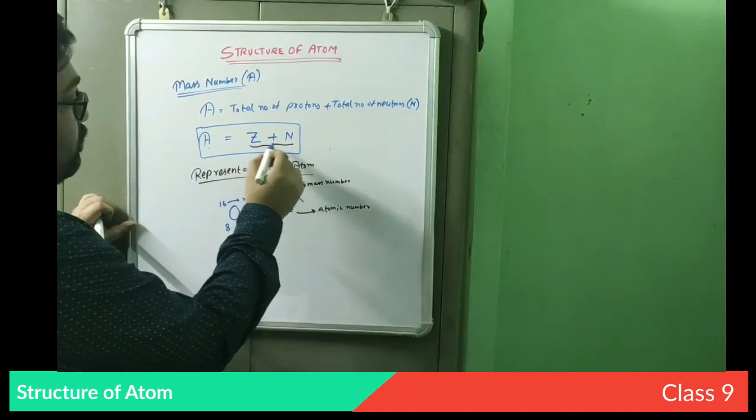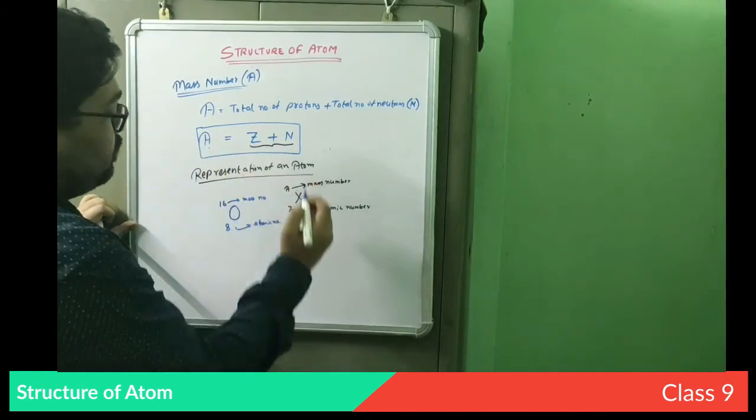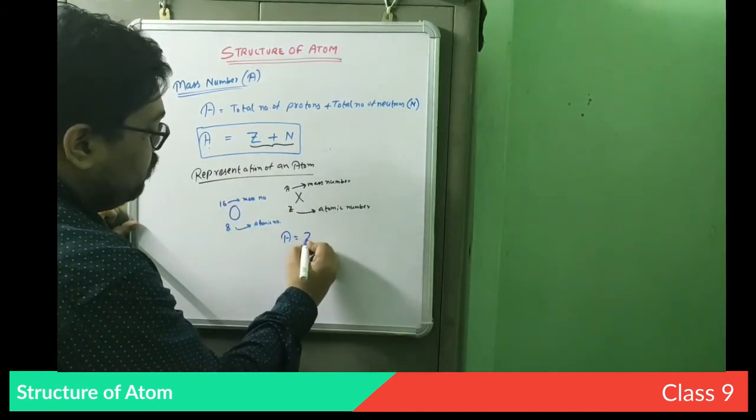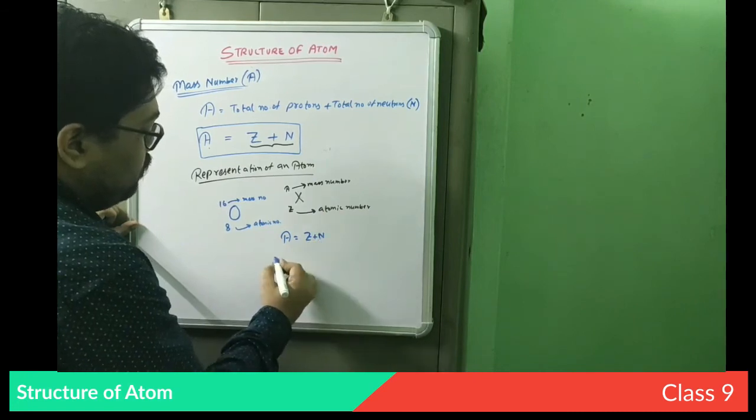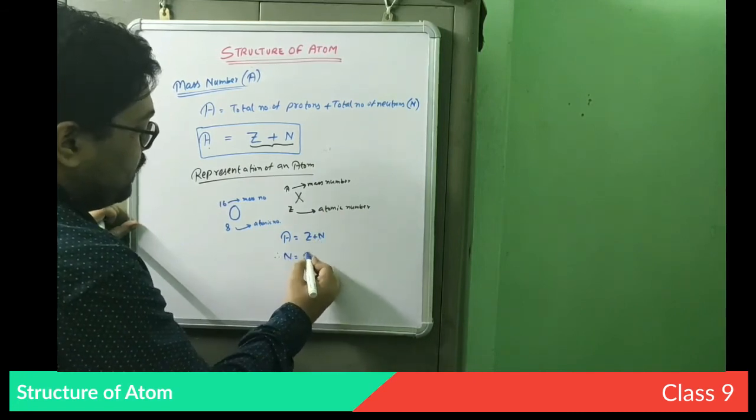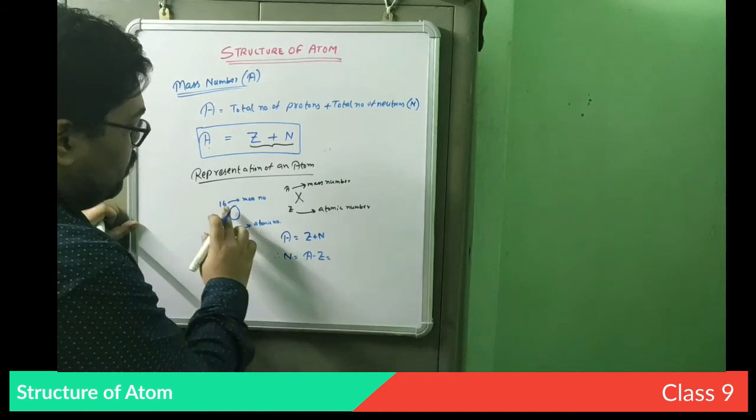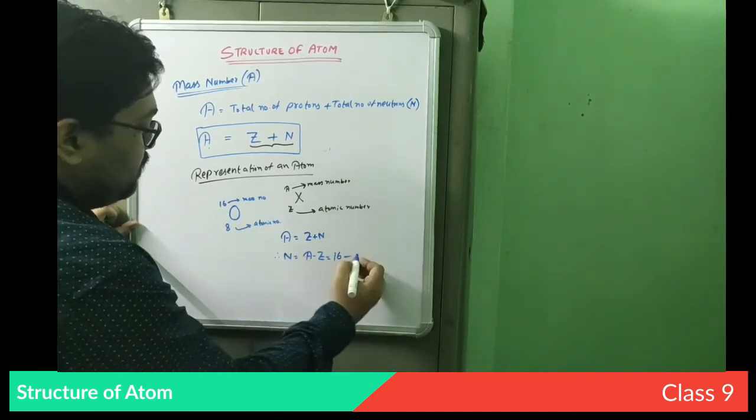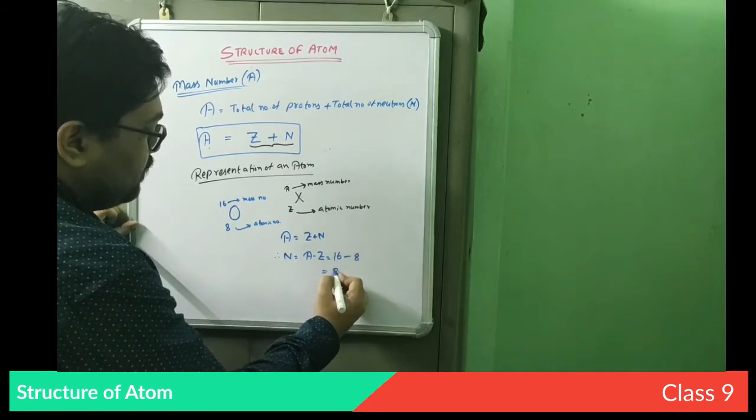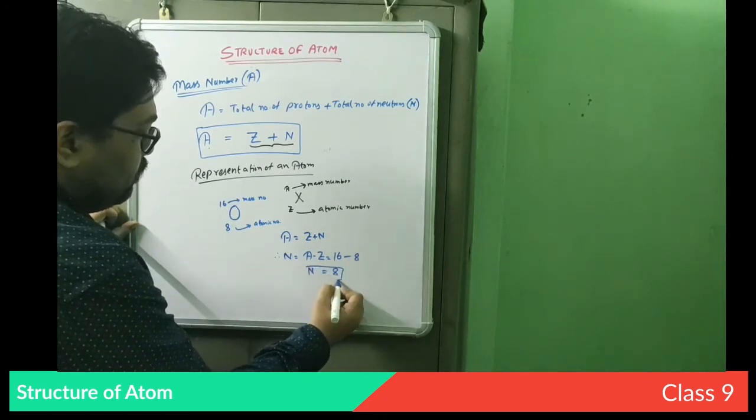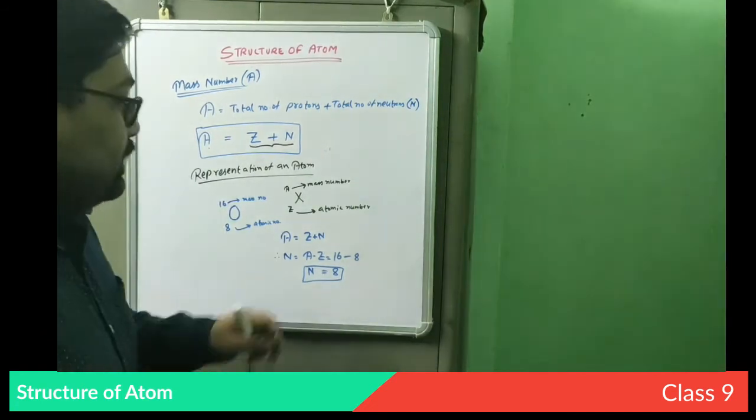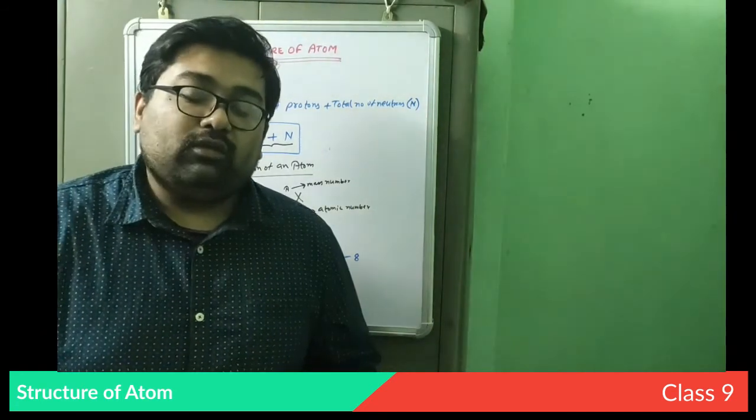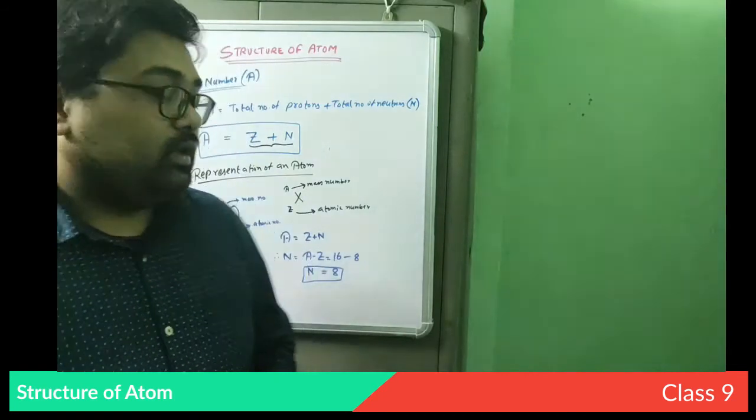See, you can find out the number of neutrons from this relation. We have A is equal to Z plus N. So therefore N will be equal to A minus Z. So A is 16, and Z is equal to 8. So 16 minus 8 becomes 8. So we can say that the number of neutrons is 8 for the oxygen atom.